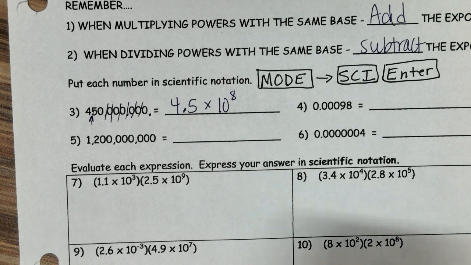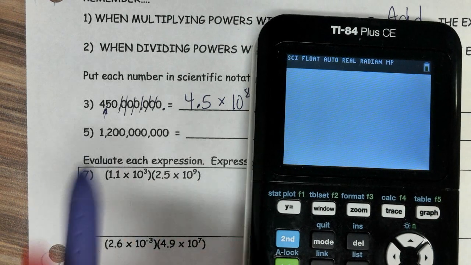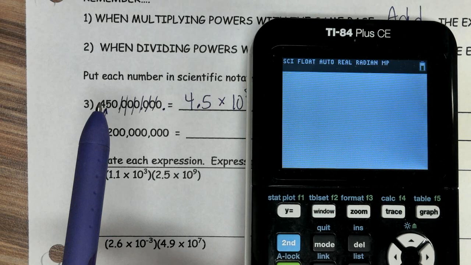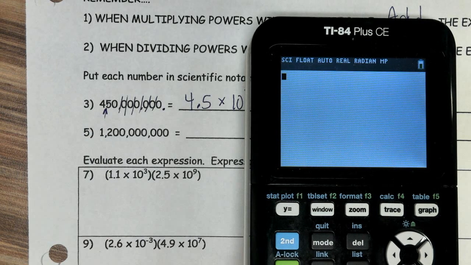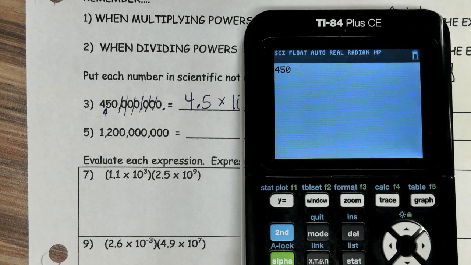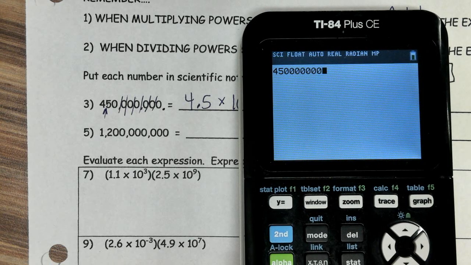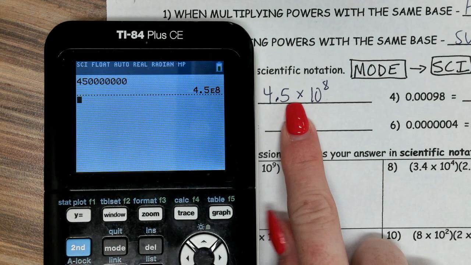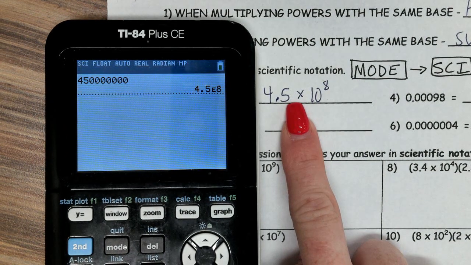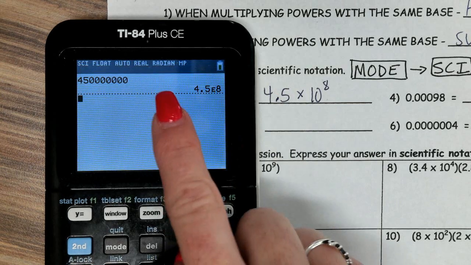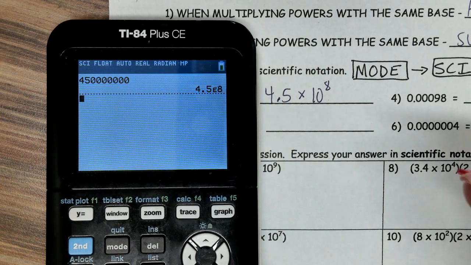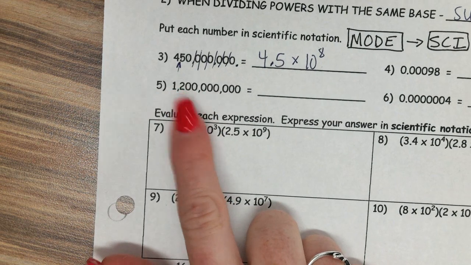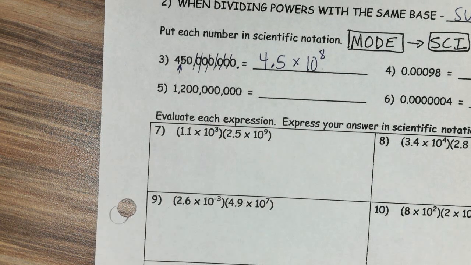All right, but how do you put it in your calculator? This is how. Everybody listen. You put this number in, but you do not put commas. You do put decimals. You do not put commas. So you would put in 450 with 6 zeros. So 1, 2, 3, 4, 5, 6. Hit enter, and that's your answer. Did I get the exact same thing? Yes, so you have to write it 4.5 times 10 with an exponent of 8. All right, try this one on your own. Try to do it by hand first and then put it in your calculator.